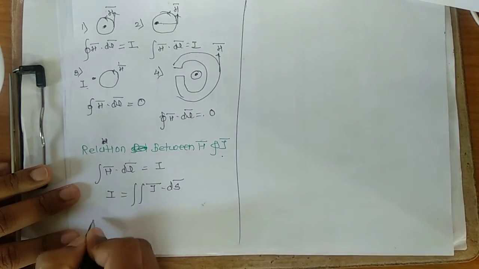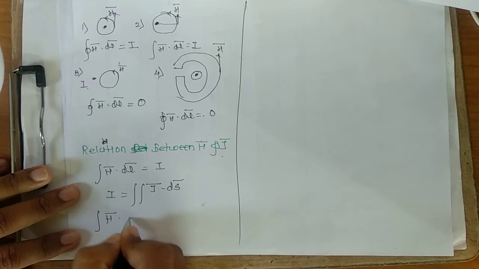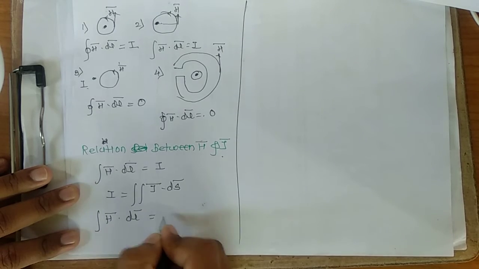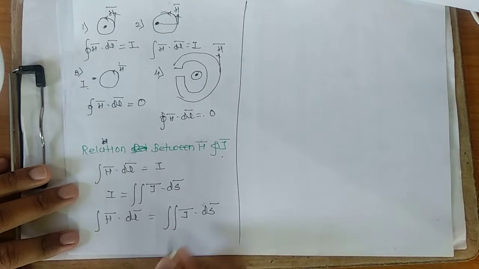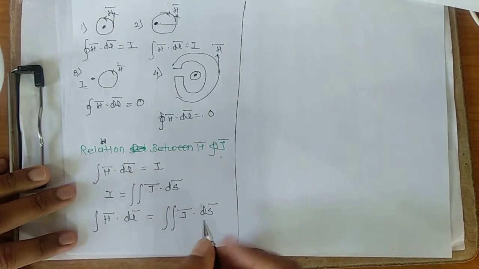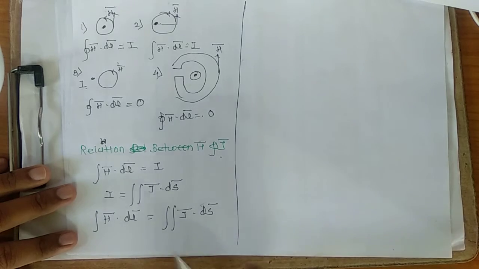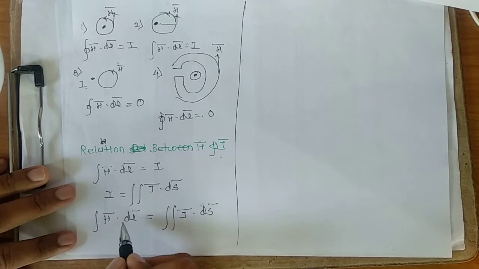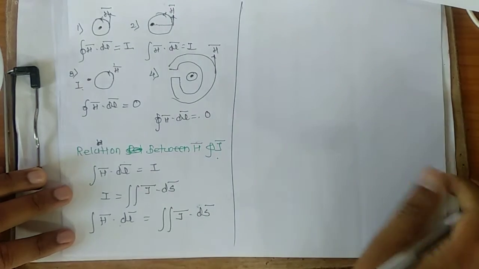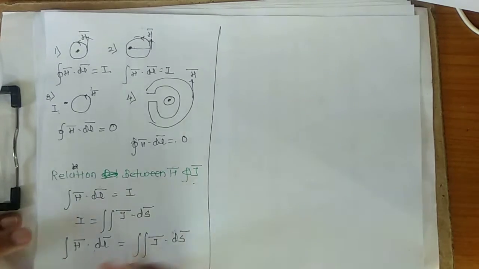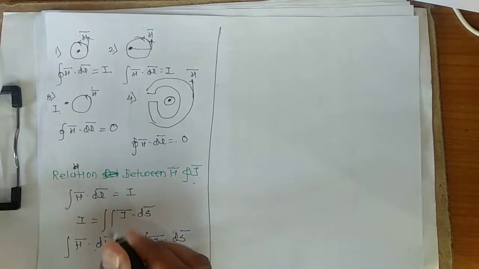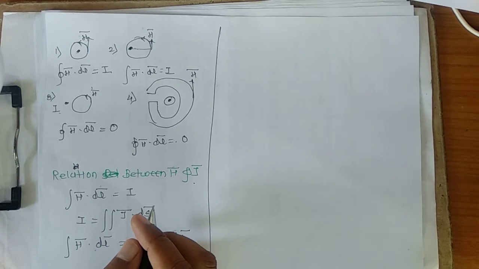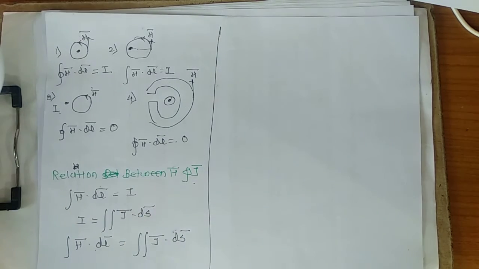If you put that into this equation, it is a line integral: H bar dot dl bar is equal to the integration of J bar dot ds bar. So this is a surface integral, this is a line integral. A surface has two sides, so we have to take two integrations for differential area. For length, we have to take only one integration. So this is the relation between H bar and J bar. Next we have to find out the next thing.